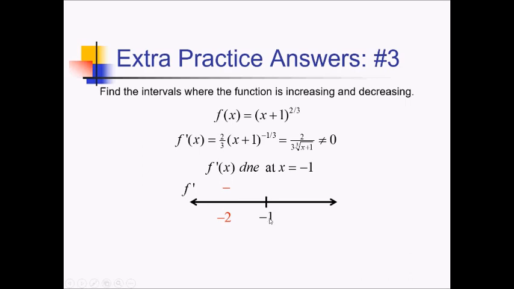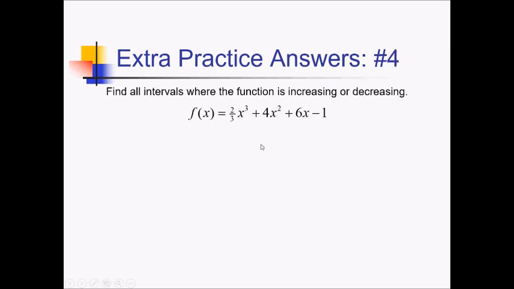Next, let's plug in something bigger than -1. I'm going to be lazy and use 0. I always do when I can. So that's going to be the cube root of 1, which is positive. That keeps the denominator positive, making the whole fraction positive. So that's a positive result. Since we are positive for f prime over here, that means that f is increasing from -1 to infinity. Since f prime is negative over here, that means f is decreasing from -infinity to -1.